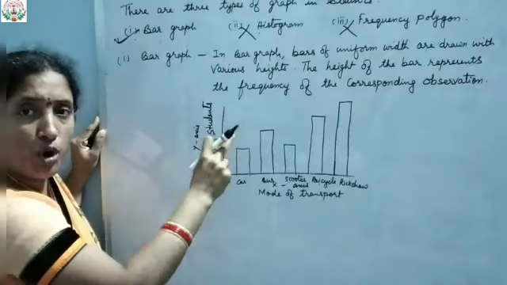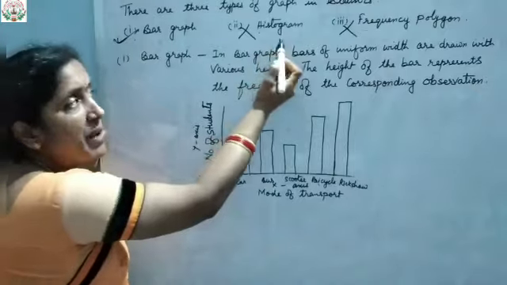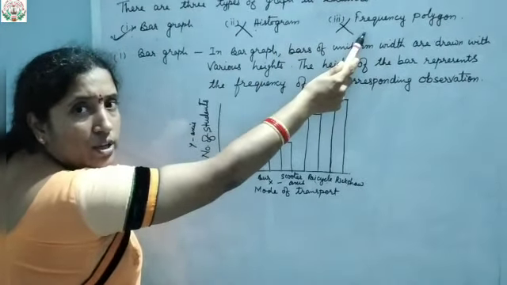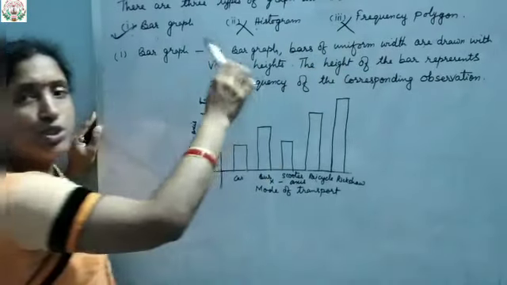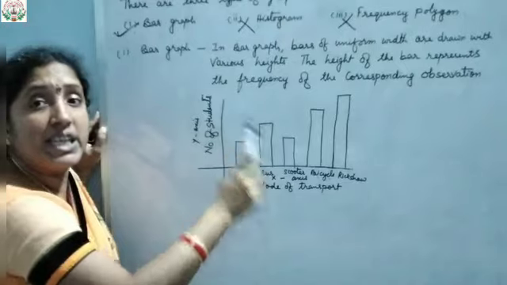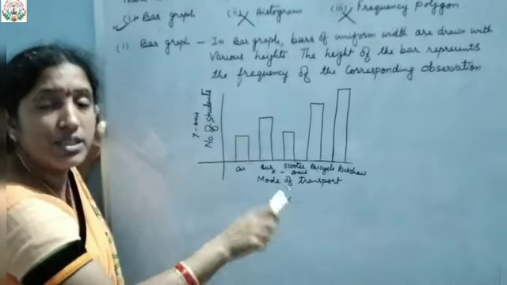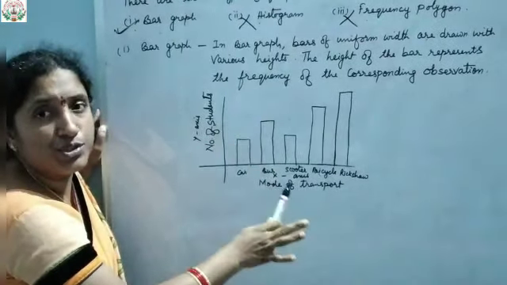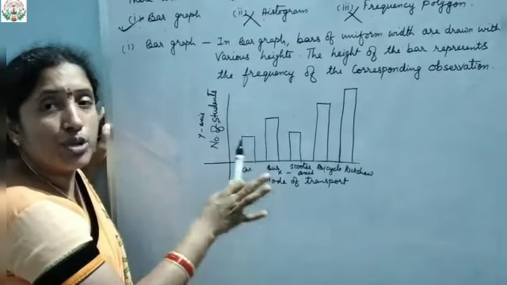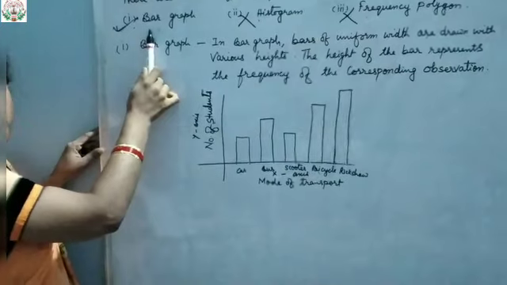Question number 4 onwards, it is based on either histogram or frequency polygon. So these two portions are not there. That is why from question 4 onwards till the end of that exercise, we will not have questions. Is it clear? Clear, children? So now we will see the bar graph.